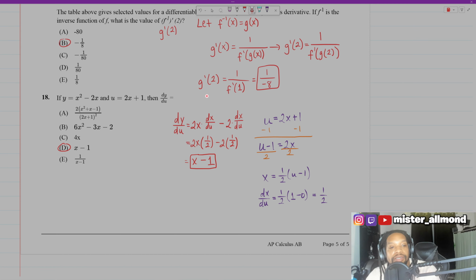Can I go over 18 again? Yeah, so basically, I mean, screenshot it, but I'll talk about it. Dy du is just the derivative of my y equals function. But whenever you see x, treat x like a OG, basically, because I'm deriving with respect to u. So the derivative of x squared is not just 2x in this case. It's 2x times the derivative of x with respect to u, which is this piece right here. Same thing on my other term. So yeah.